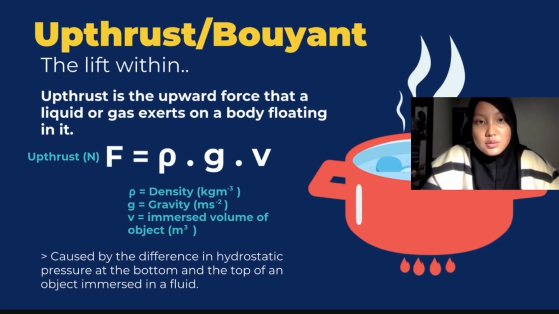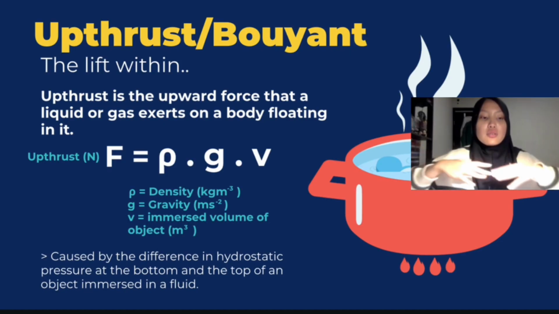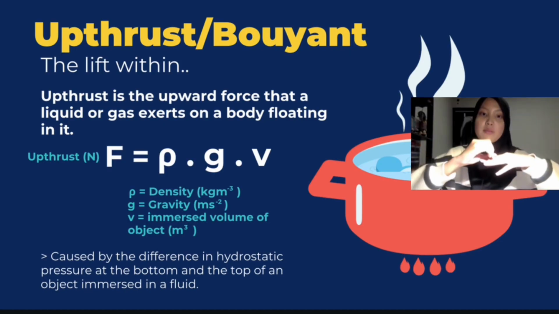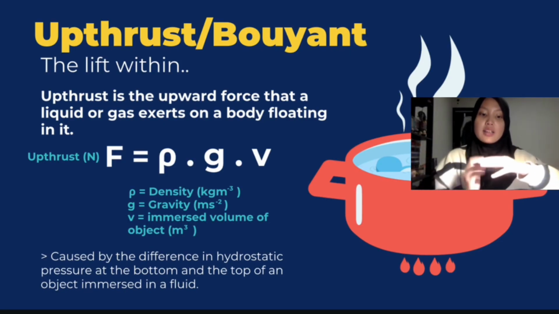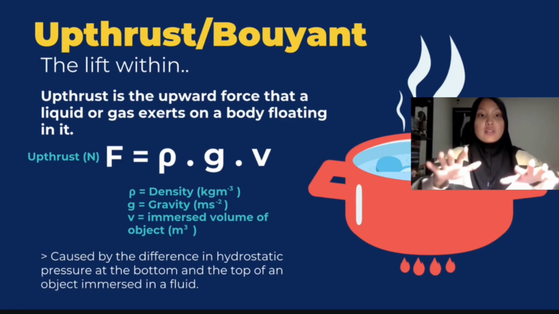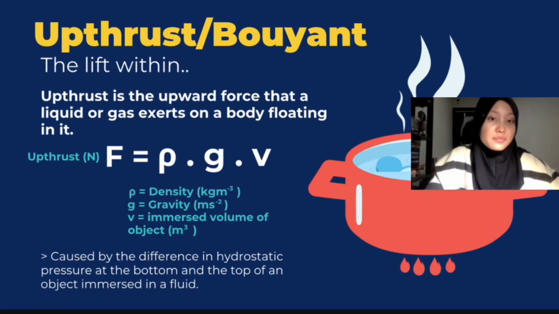The last one is upthrust. Upthrust is the upward force that a liquid or gas exerts on a body floating in it. So it's like when you have a ping pong ball and a surface of water, you place the ping pong ball there. The upthrust is what gets the ping pong ball to always float on the surface of the fluid or the water. So the formula will be F equals rho, the fluid density again, and then g, as usual. If the question doesn't provide you with a g, that means you would have to go with the gravity of the Earth.